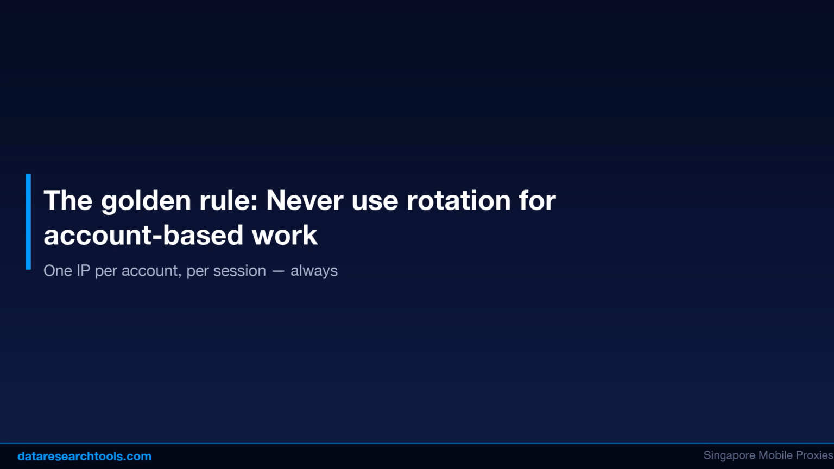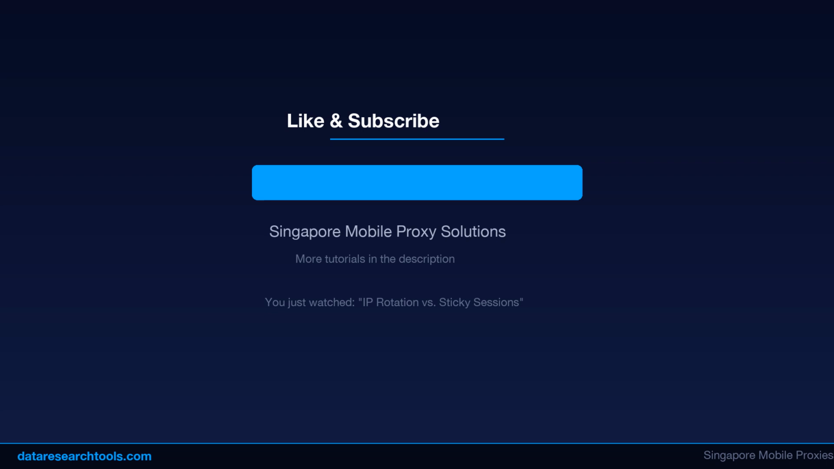The bottom line is this: IP rotation is a powerful tool with a specific job: distributing requests across IPs to avoid rate limiting on stateless scraping targets. For that job, it works well, especially with a clean pool of mobile or residential IPs. Outside that job, particularly for account-based or authenticated workflows, rotation causes the problems it's supposed to solve. The correct alternative is sticky sessions, dedicated IPs per session, per account, per identity.